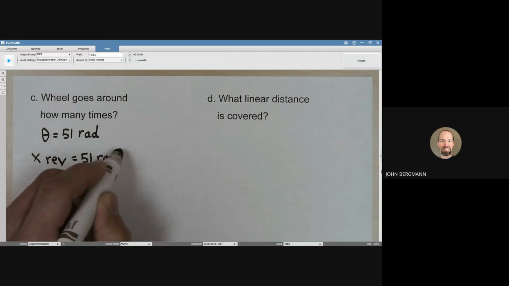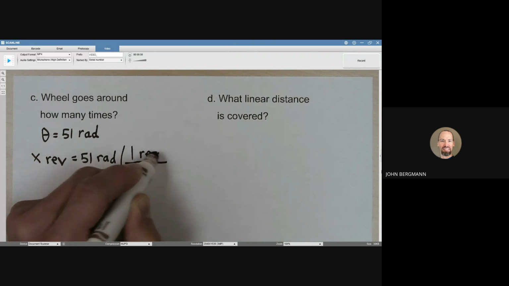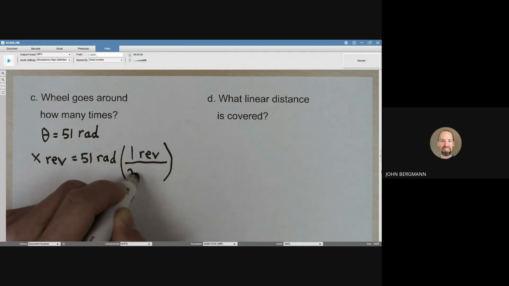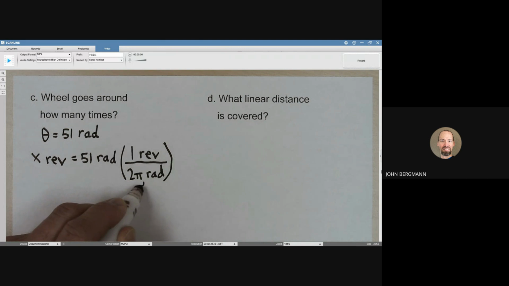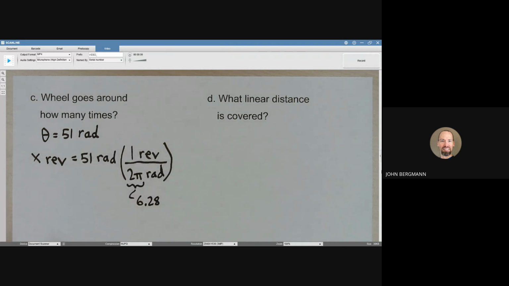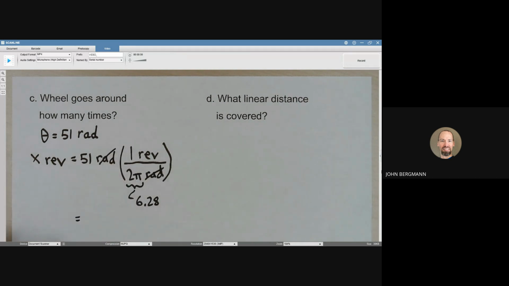We're supposed to know that for every one go-round, it's 2 pi radians. Essentially, this number down here, isn't it? 2 times pi is about 6.28 radians, because pi is about 3.14. So 51 divided by 6.28, 8.1 revolutions. 8.1 times this wheel has gone around.